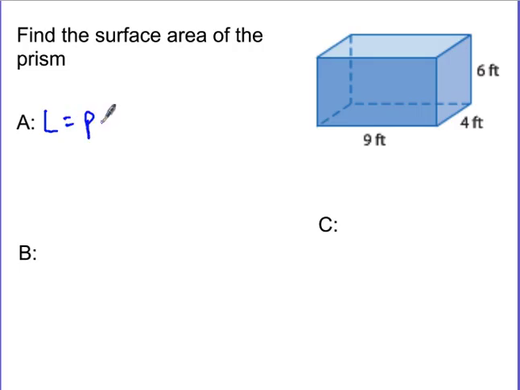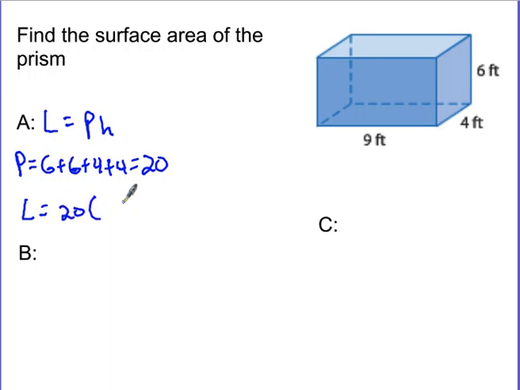So lateral area is perimeter times height. Perimeter is going to be 6 plus 6 plus 4 plus 4. Whoops, plus 4, not 44. Which is 20. And then L equals perimeter, which is 20, times the height, which is the distance between the bases. Bases are on the end in this one, so lateral area is 180 feet squared.